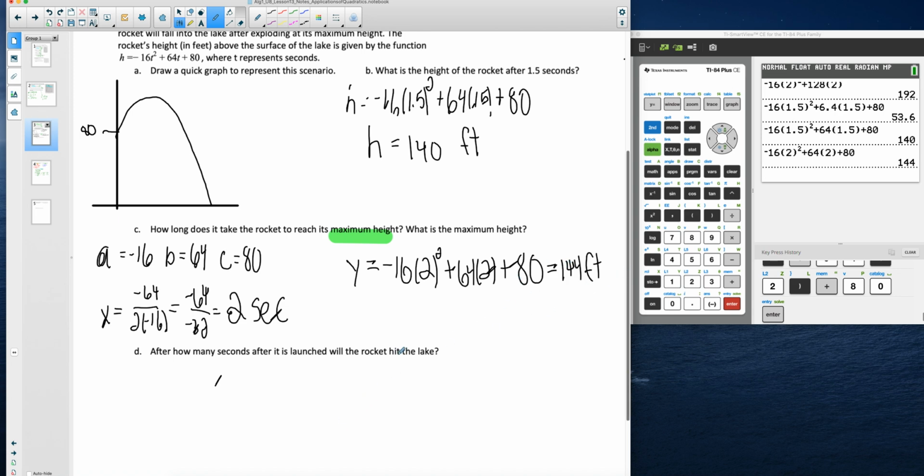Now, how many seconds after it launched will the rocket hit the lake? Well, that happens right here. The key piece is that when it hits the lake, its height is 0. So we have to plug 0 into our equation. If I plug 0 into our equation here, I get 0 equals.